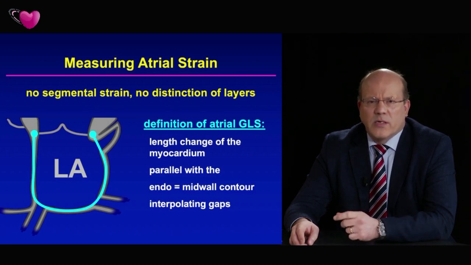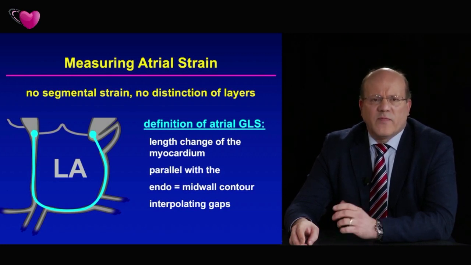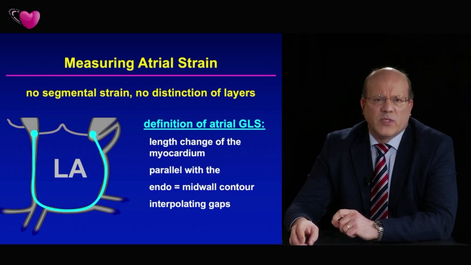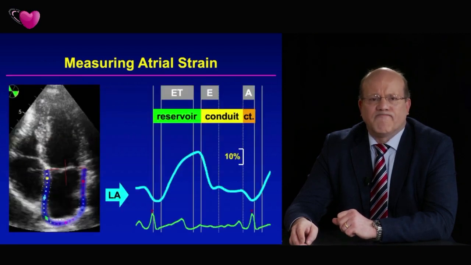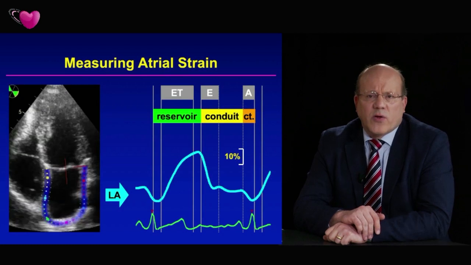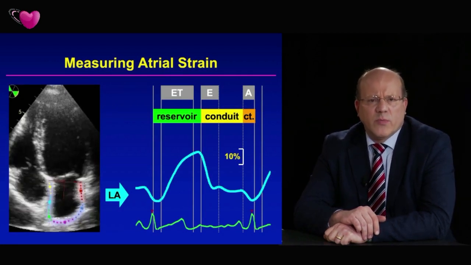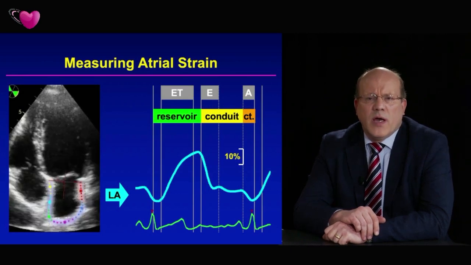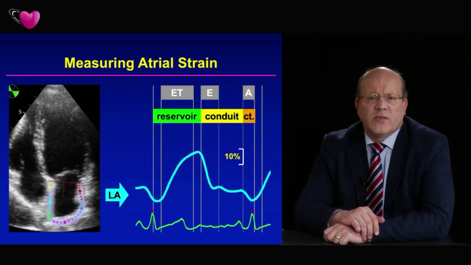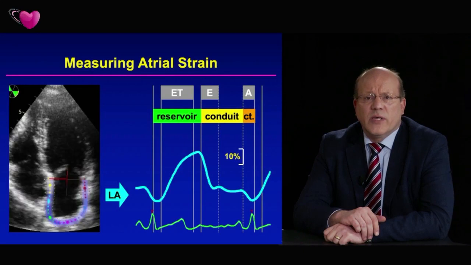So the endocardial is as good as the midwall because the walls of the atrium are so thin that it doesn't make a difference. So we have just one type of strain that we can measure in the atrium. And then we get a strain curve, and we recognized that this strain curve looks very similar to the volume curve we have seen before, and it shows us the three phases: the reservoir phase during systole, and then in early diastole, the conduit phase.